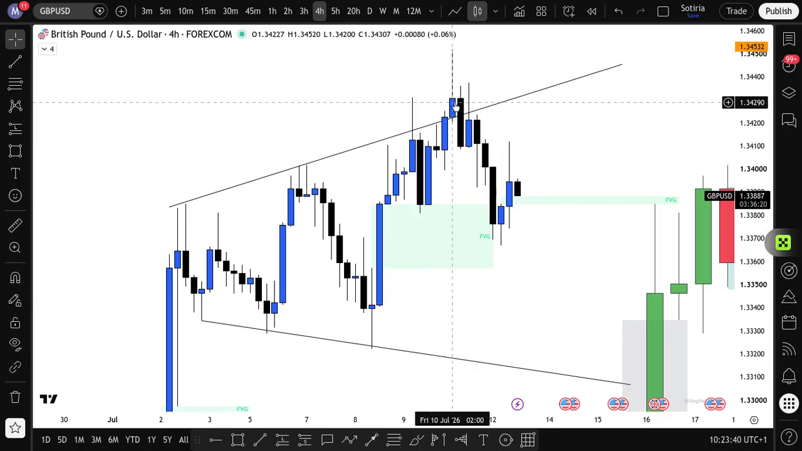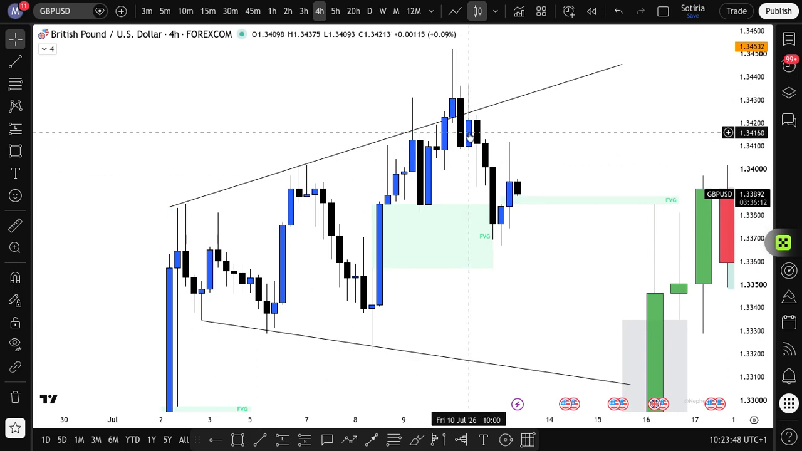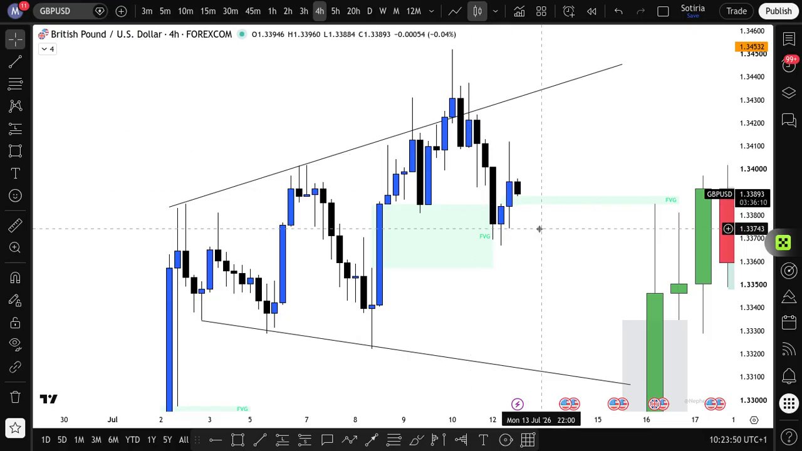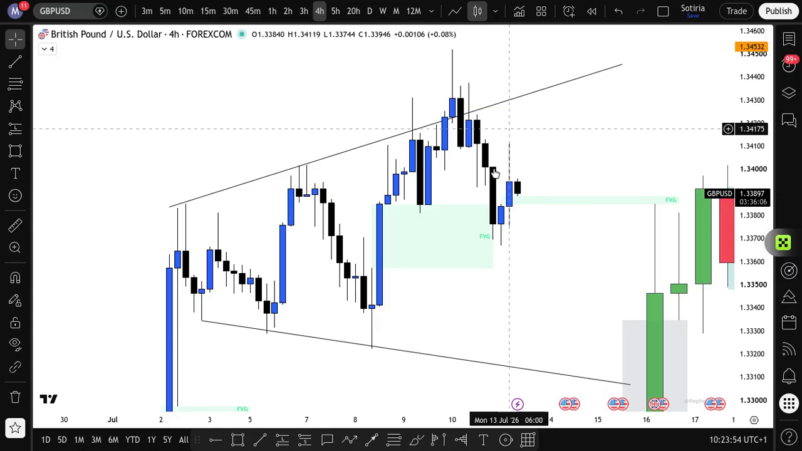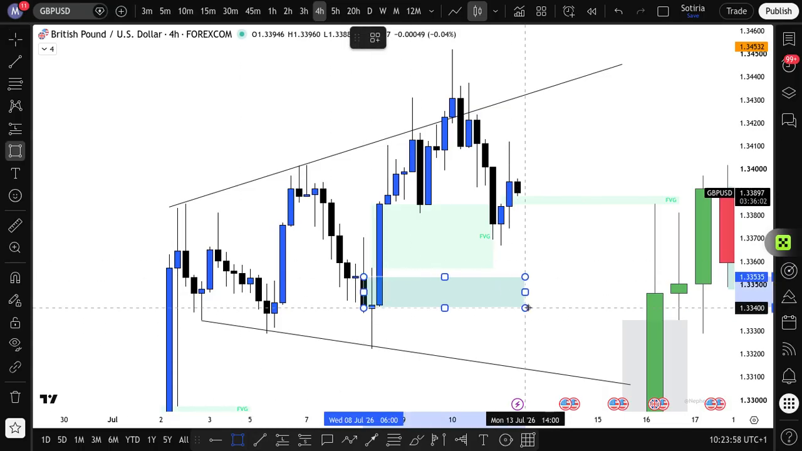This one was a rejection, but a clear fake out. I think some persons got trapped here. This was a clear fake out, and price is still holding. Now let's see if price is going to break out, and where I am looking to continue this. This looks good.